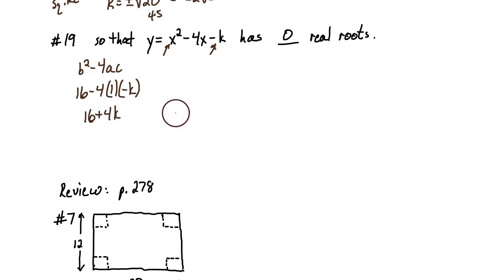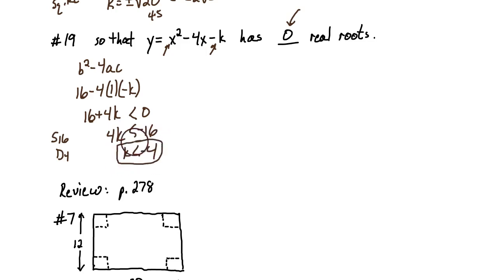Now on the top of page 283, what does the chart say about the discriminant when the equation has 0 real roots? It says that the discriminant is a negative number. So next to our 16 plus 4k, let's write is less than 0. When this discriminant is less than 0, that's when the equation would have no real roots. Now let's solve this as quick as we can. Subtract 16 from both sides, and then divide by 4. Here are all the answers that work for k in the equation.